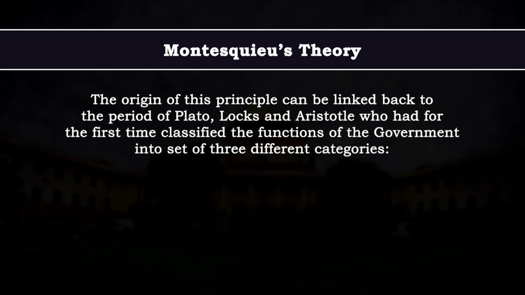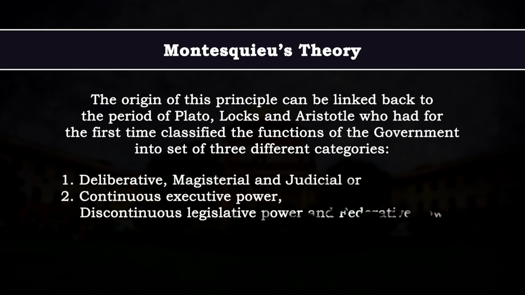Now, when we are talking about separation of powers, we have to discuss Montesquieu's theory. The origin of this principle can be traced back to the period of Plato, Locke and Aristotle, who had for the first time classified the functions of the government into a set of three different categories. Number 1, deliberative, magisterial and judicial. Number 2, continuous executive power, discontinuous legislative power and federative power.